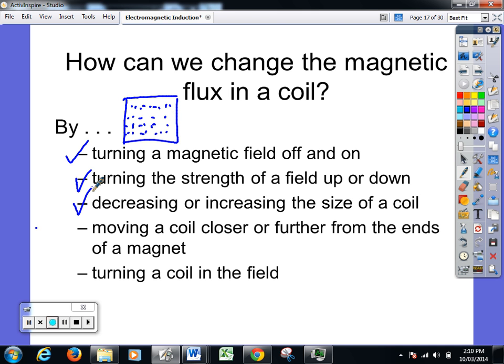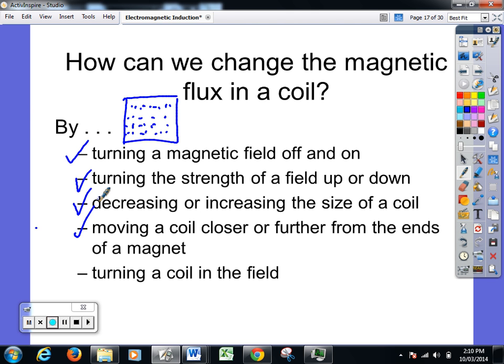This one's a bit of a furphy, but decreasing the size of this coil. This coil is actually made of metal, so it's not very stretchy. But imagine you could stretch it or shrink it. That would make the area change, wouldn't it? We could take a magnet and move it closer or away from this coil. Okay, now I'll explain why that does in a few moments.